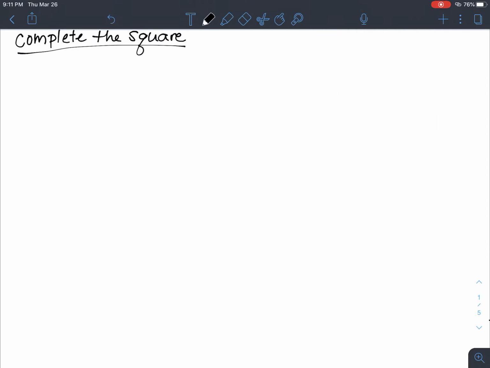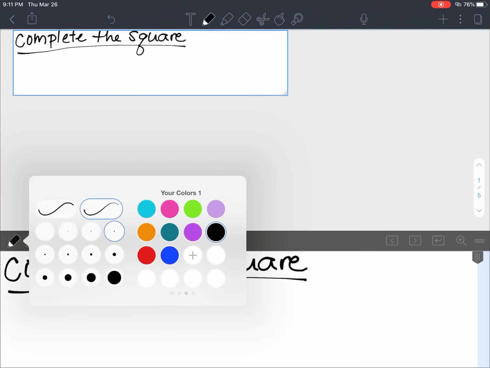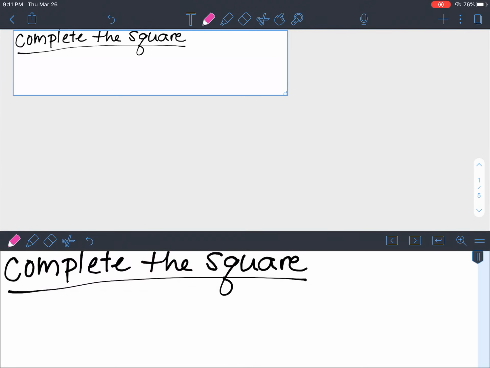Hi guys, I wanted to make a quick refresher video that you can watch before you take the test. I'm just going to go over a couple of problems from the review. These are some of the questions that you guys had asked me. So we're going to start with completing the square and I'm going to pose the problem.